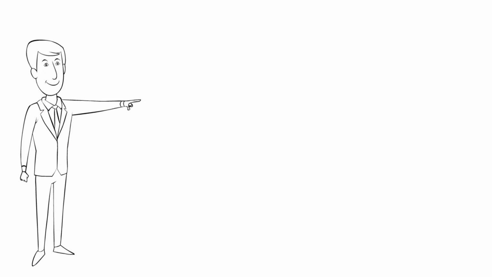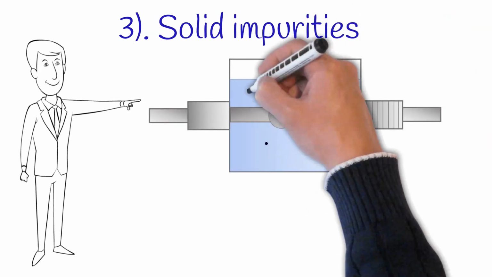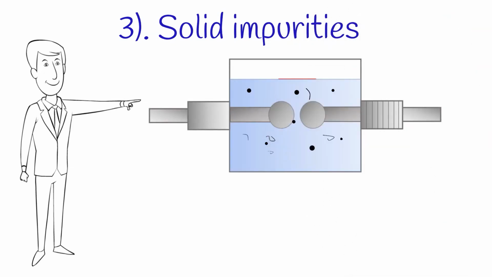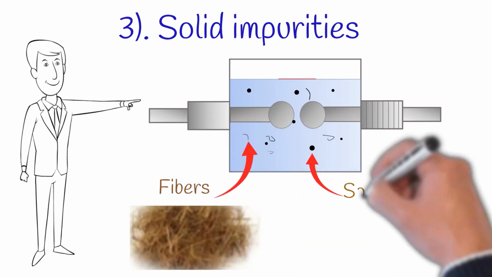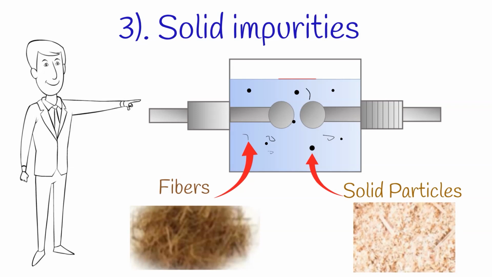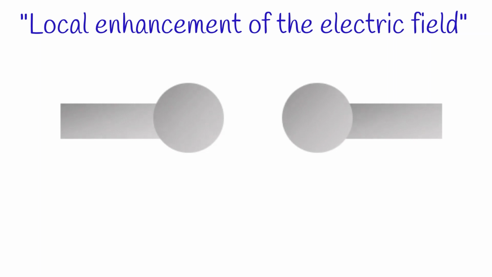Now, we are going to discuss the final category of impurities, the solid impurities. We know in commercial liquids, solid impurities cannot be avoided and will be present as fibers or as dispersed solid particles. This type of impurities causes the local enhancement of the electric field. So let's see how it happens.